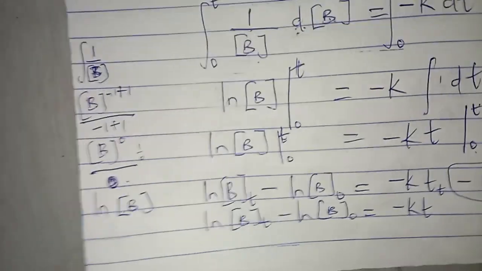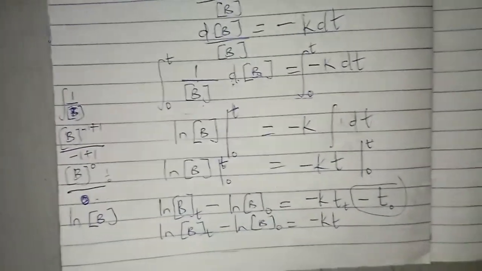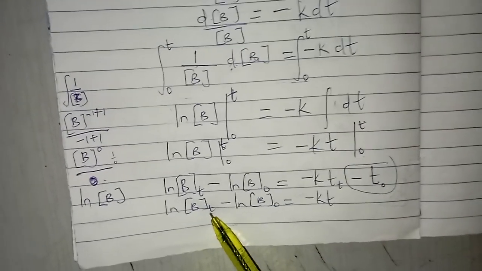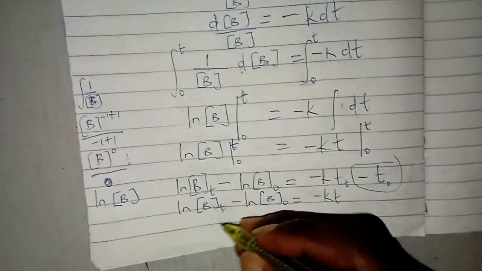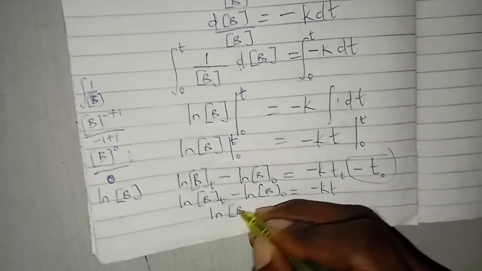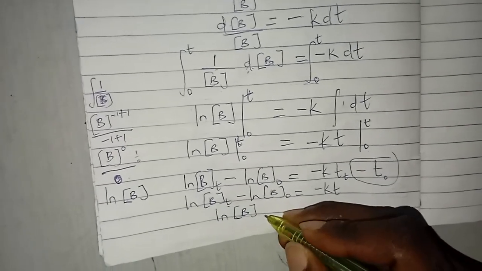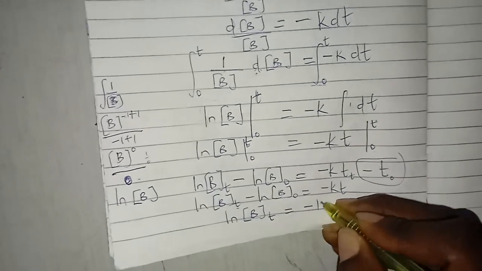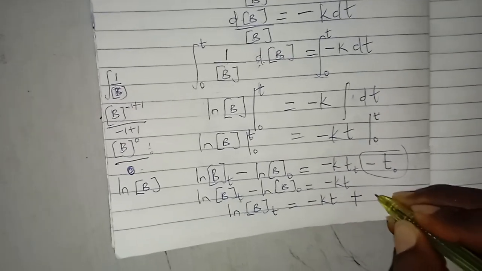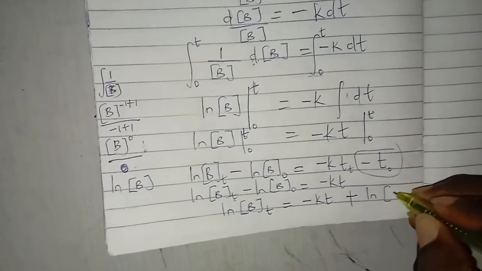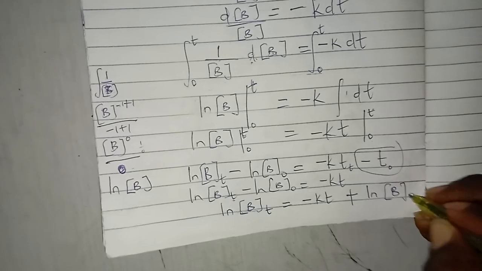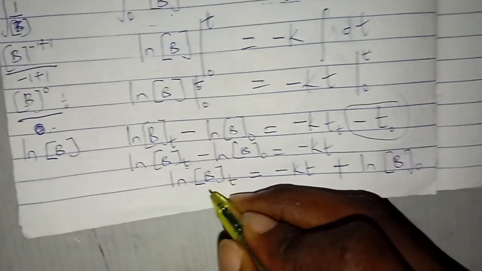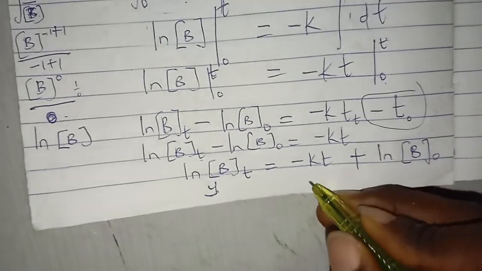We always try to make the term with a particular time the subject of the formula. At this point I've gotten what I need, but I just need to make it the subject of the formula. I have the natural log of concentration B at a given time equals minus KT plus the natural log of the initial concentration. I always pull it this way. Some people can choose to write theirs differently, but I always pull it this way so that if you look at it, you see that everything here can give me a straight line graph.